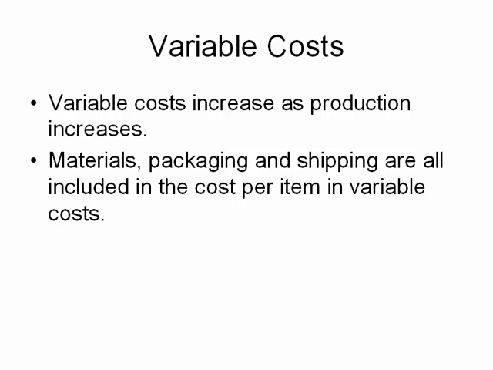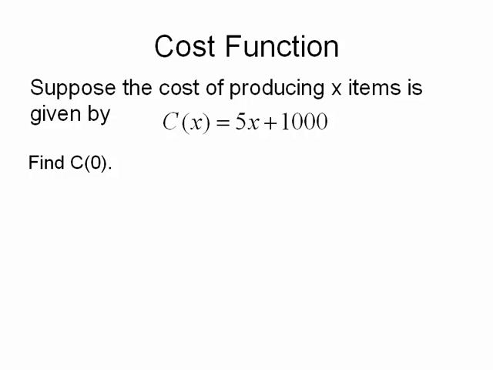The variable costs increase as the production increases. Things like materials, packaging, and shipping are all included in the cost per item in variable costs. So let's look at an example. Suppose the cost of producing x items is given by the function c(x) = 5x + 1,000.